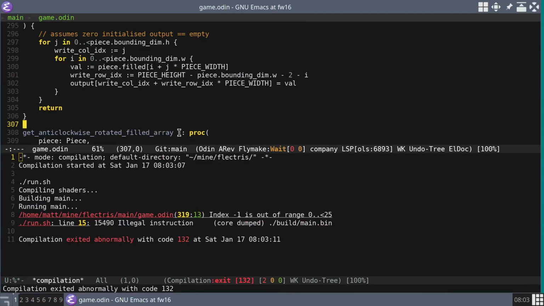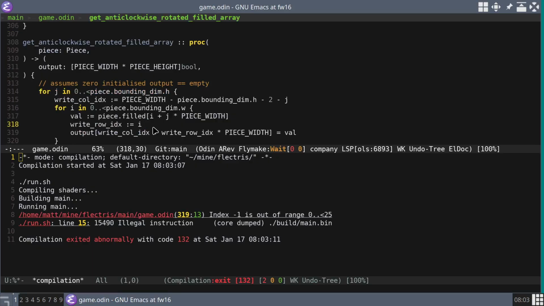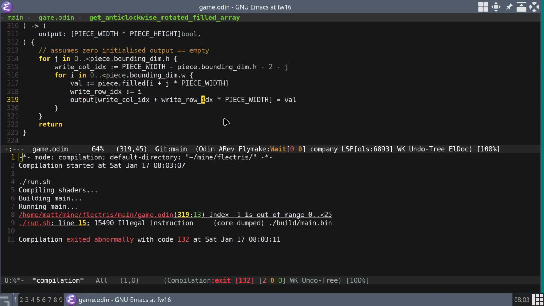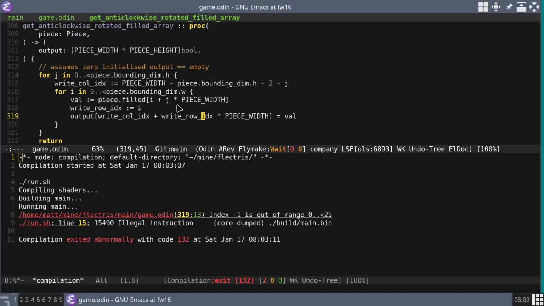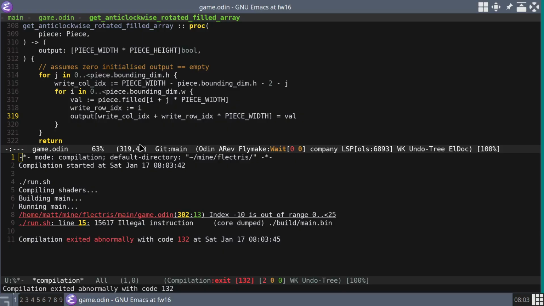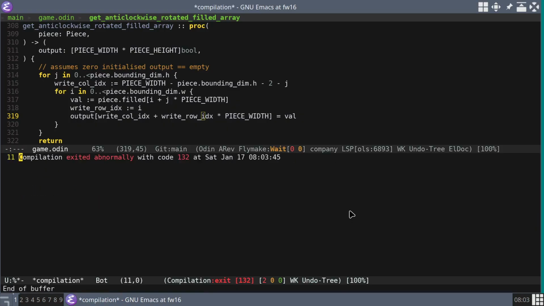It fixed our thing. No, it blows up. Ah, how annoying. Game.odin, line 319. Right col index plus right row index times piece width. Index is minus 1. Interesting. That's anti-clockwise that blew up. Do they both blow up? If I say go clockwise, yeah, they both blow up. And they both blow up for the same reason.